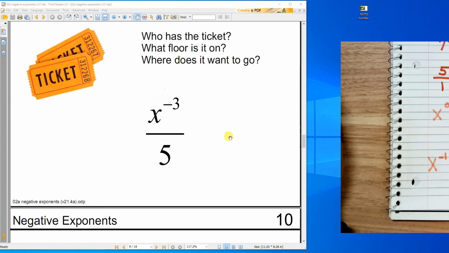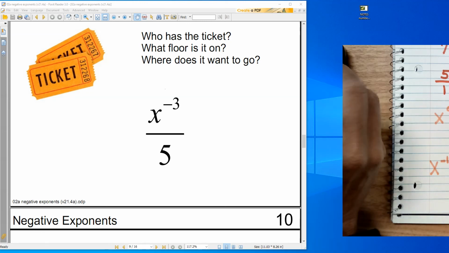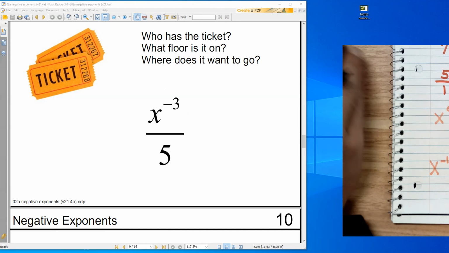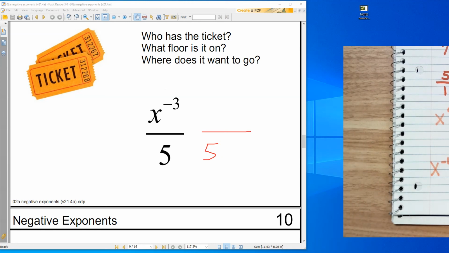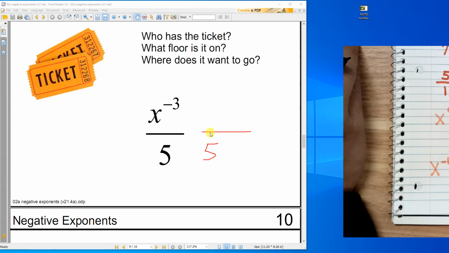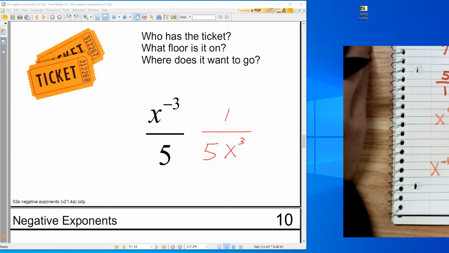Let's do some problems. I'm going to draw the math world. The 5 doesn't have a ticket, so it stays on the bottom. The X does have a ticket, so it goes down to the bottom, and I leave a 1 on top just to keep the space. Notice the ticket is gone, and we'll do another one.